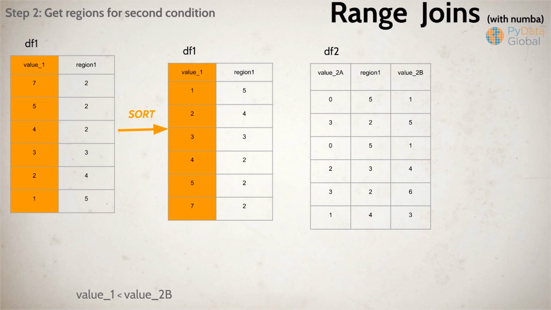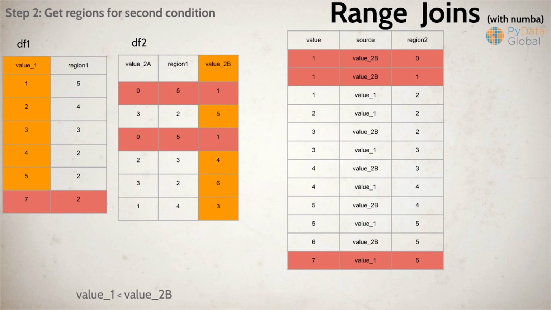Moving on to the next one, we get our regions. So we now sort for value_1 less than value_2b. Now, because it is a less than operator, we sort the left data frame in ascending order. Again, we run the same process. Position-wise, the value from the left data frame should be at the top. So we have 1 and 2 above 3 from value_2b, so they have region number 2.